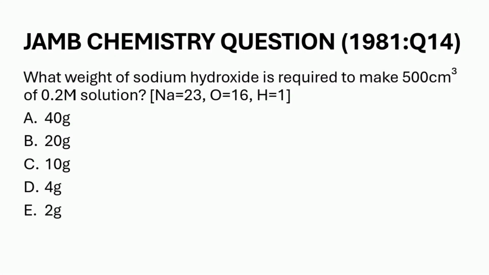Here's a chemistry question for you. The question says, what weight of sodium hydroxide is required to make 500 cm cube of a 0.2 molar solution? You are given the atomic masses of each of the constituent elements: sodium 23, oxygen 16, and hydrogen 1. The options are: 40, 20, 10, 4, 2. Let's look at how we're going to solve this question. It's very easy. Let's check it out.